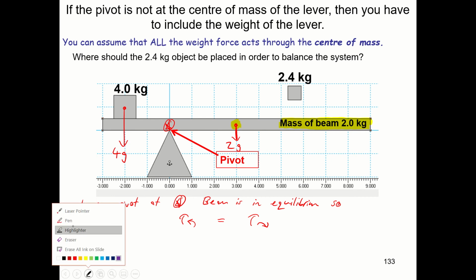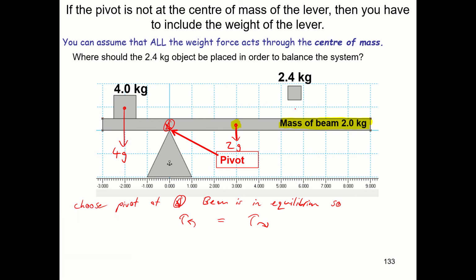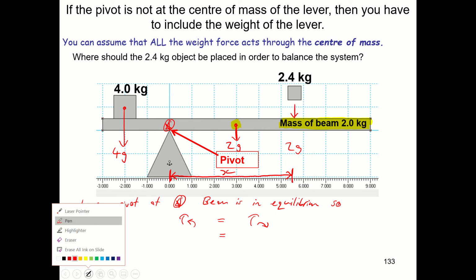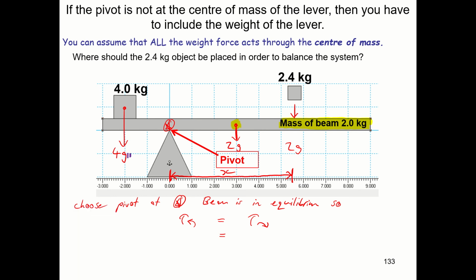Now we need to have this thing here, and this is going to be put in. So that's going to be 2g. And that one, well, we don't know where that is. So that's going to be at a mystery distance. So let's call that one x. So if we look at it, the force that is going to create an anti-clockwise torque is going to be this one here.